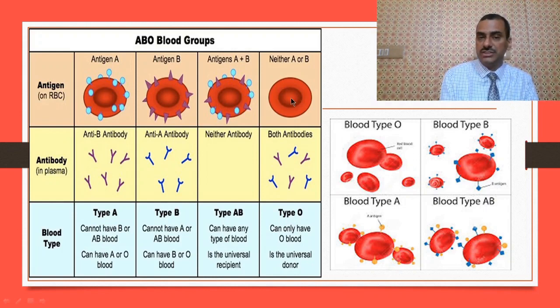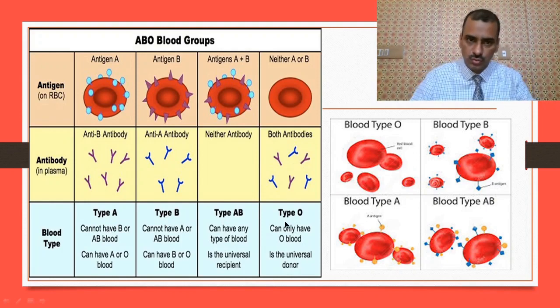And if the RBC do not have any antigen, but they have both antibodies in their plasma, this is known as type O.